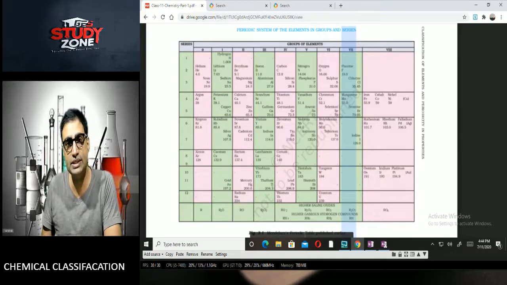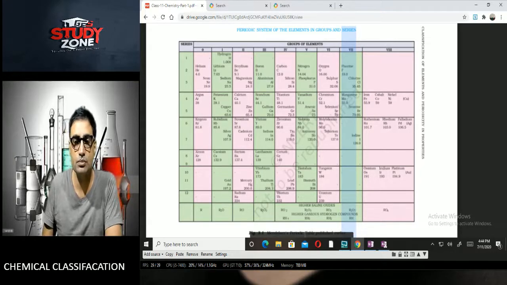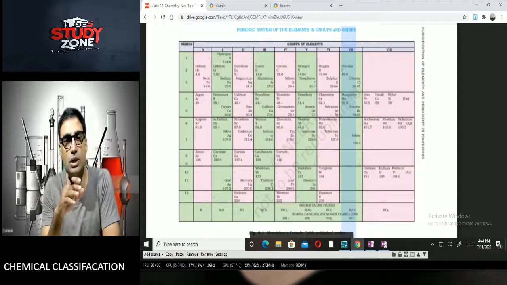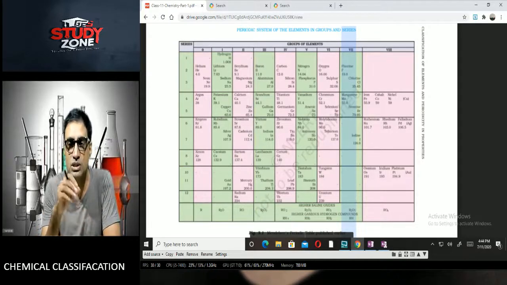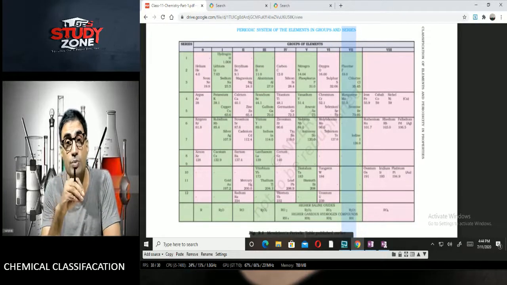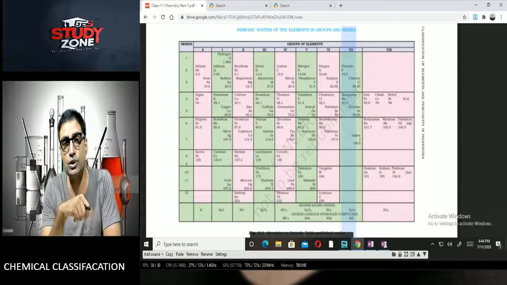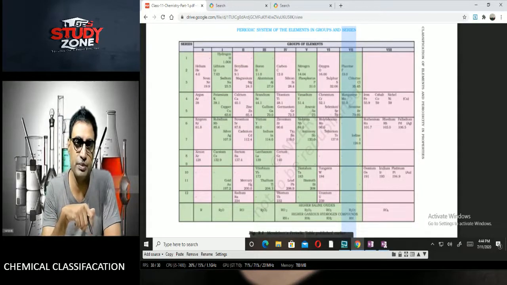What were the merits and what are the demerits? Like there was no place for isotopes. Some dissimilar elements were grouped together. Some elements which had common properties were placed apart in that periodic table. The position of hydrogen was not certain. So there were some demerits of Mendeleev's periodic table.